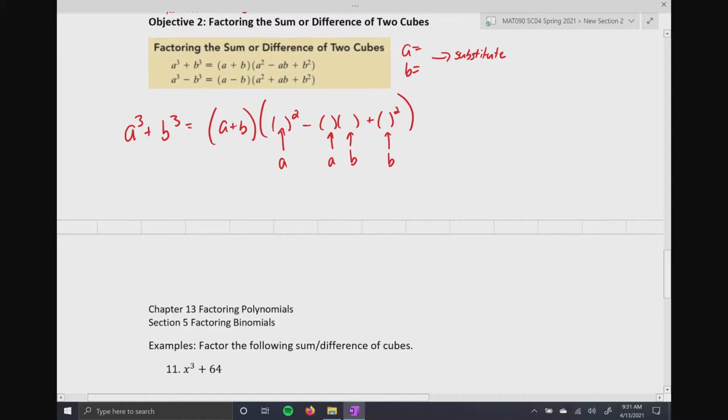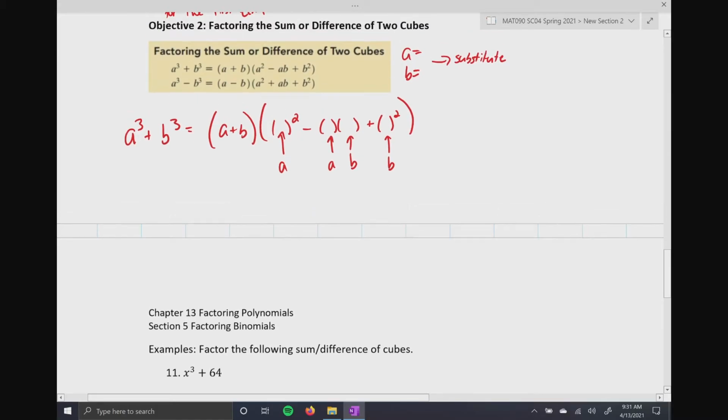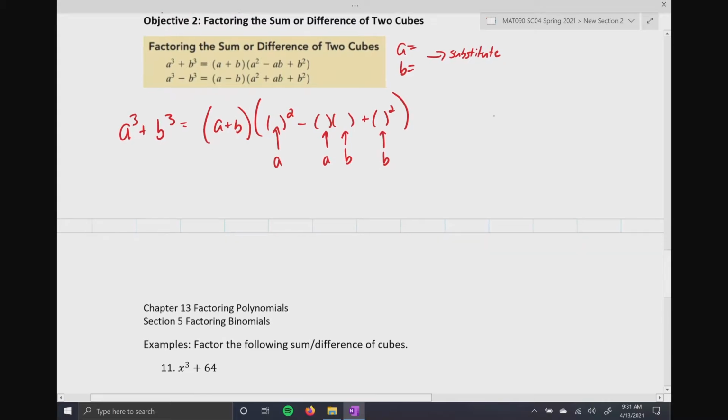All right, so let me do the first one. Let me show you what I mean here, okay? Oh, how about we do this before? I'm going to write out some perfect cubes for you. These, you got to know.